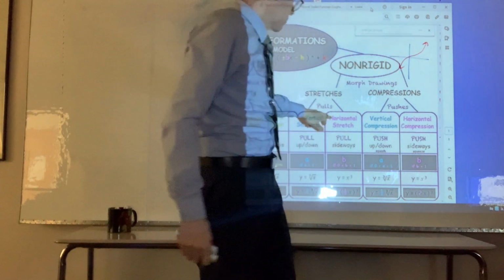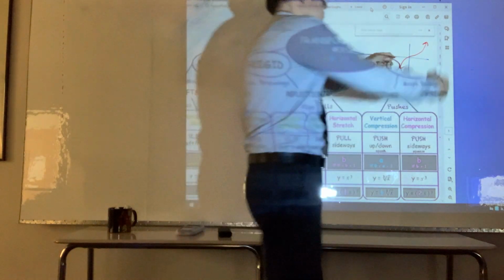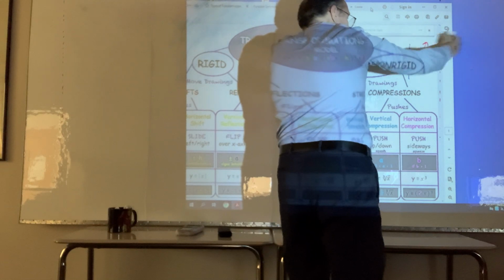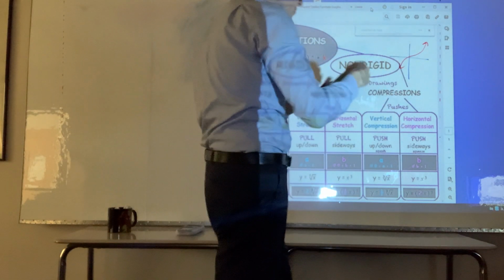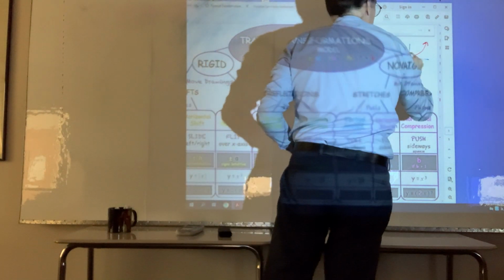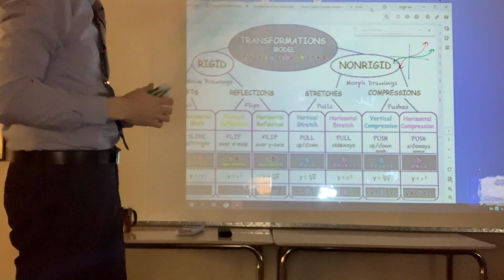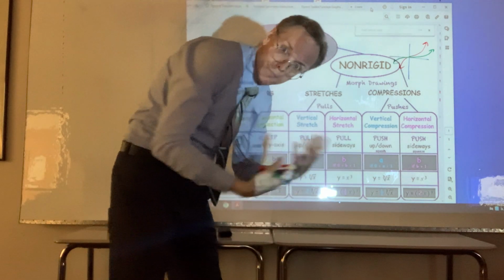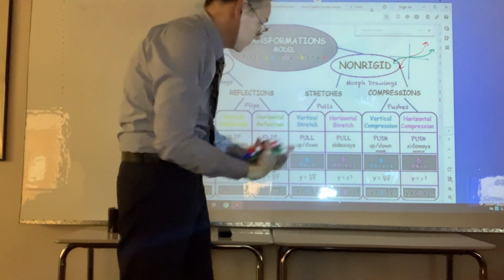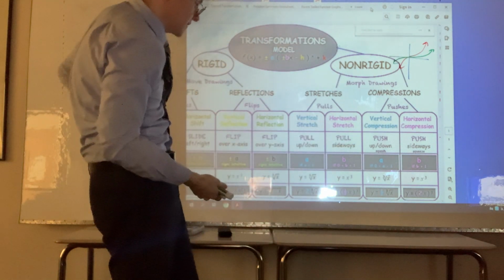If you have a horizontal stretch, it's going to basically pull it this way, right? So what you should expect is that you get something that looks a little bit more like this, right? All right, for a horizontal stretch. How do you induce or create that effect?